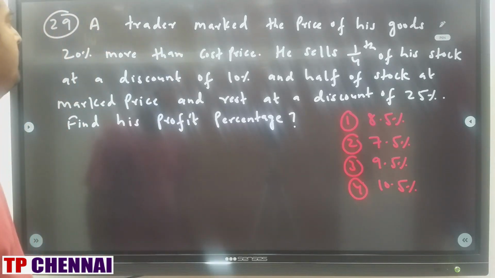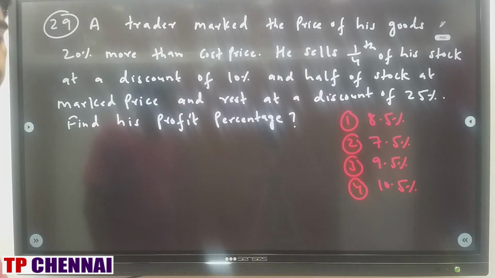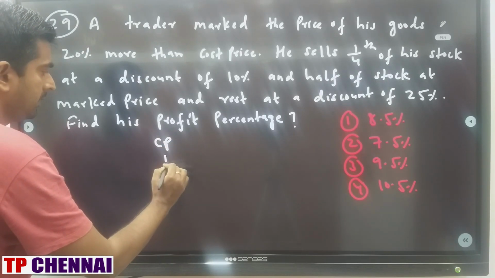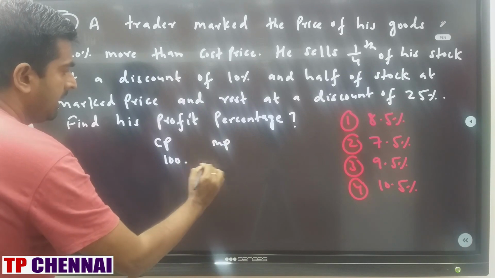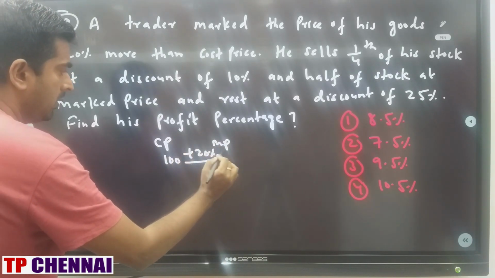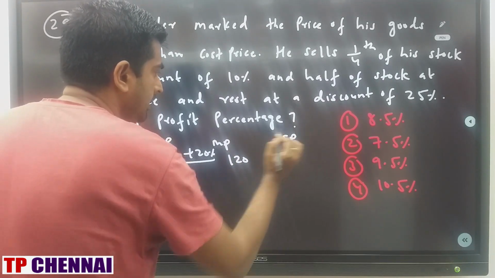Now we'll see 29th one. A trader marked the price of his goods 20% more than cost price. He sells 1/4 of his stock at a discount of 10% and half of the stock at the mark price and rest at a discount of 25%, find his profit percentage. I am saying that CP, initial CP is 100. He is marking it up by 20%. So mark price will be how much? 120. Now I am writing selling price here.